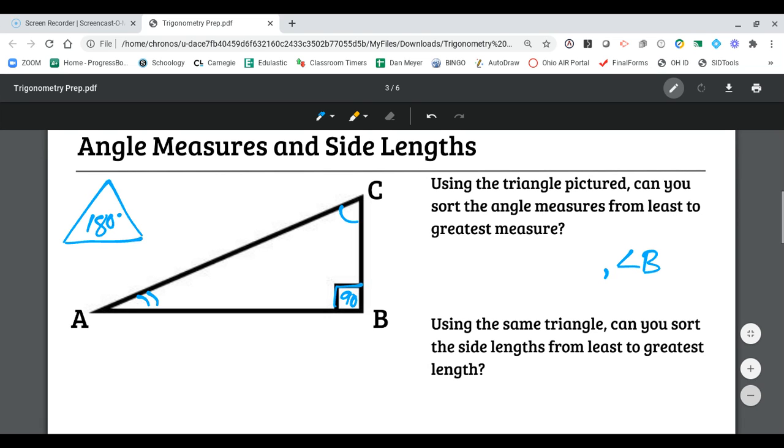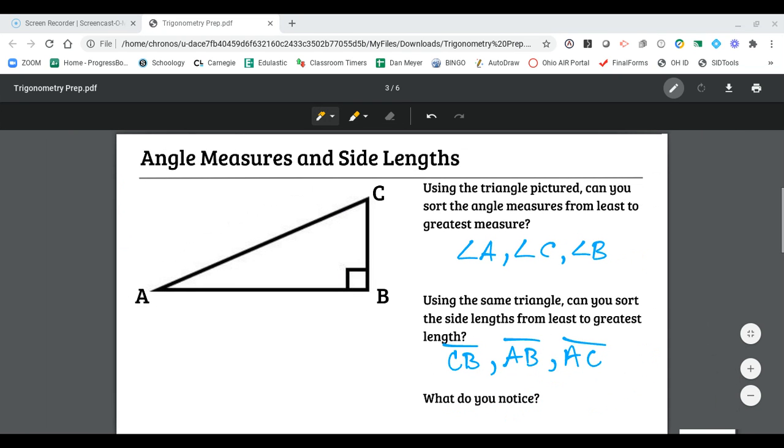We don't have any other numbers, but just by eyeballing, it looks like angle A is the smallest, so angle C would be my middle measure. Angle A looks like it's not opening as much as angle C is, so angle A is the smallest, and then angle C and angle B. Using the same triangle, can you sort the side lengths from least to greatest length? Again, if you eyeball it, it looks like length CB is the smallest, and then AB would be the middle length, and AC would be the longest length.